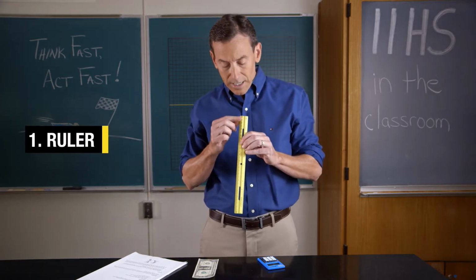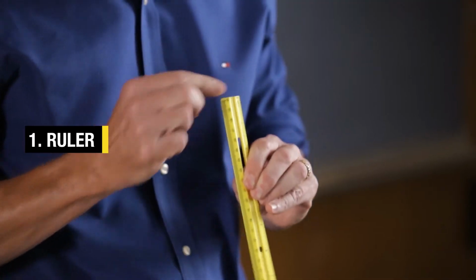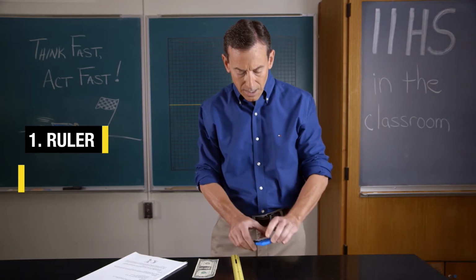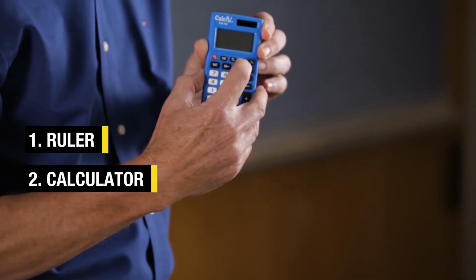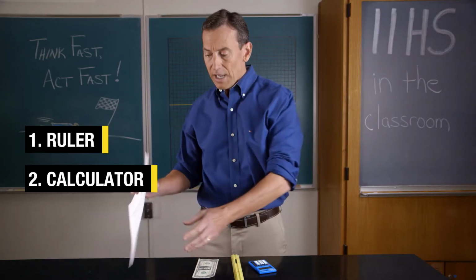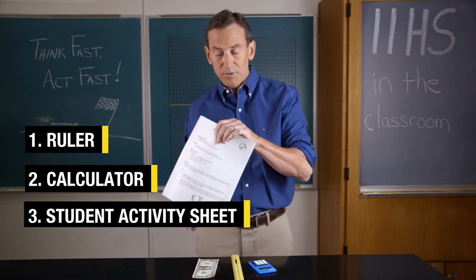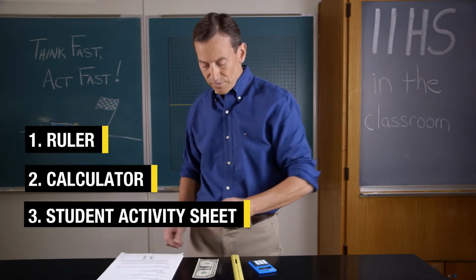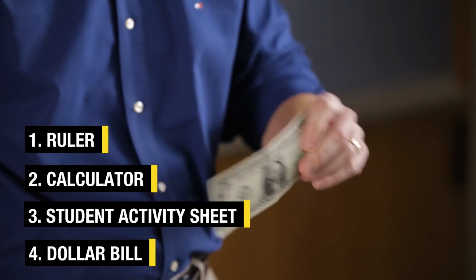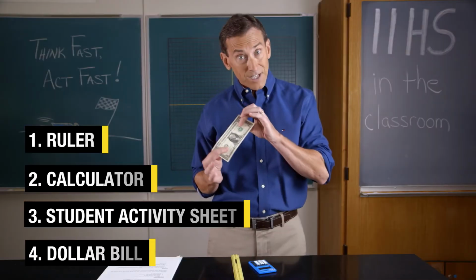You're going to have a ruler that has centimeters and millimeters in it. You're going to have a calculator with a square root function, and your activity sheet that has a data table. Also, for a little fun, you can have a dollar bill handy, but you also need a volunteer. Can I have a volunteer?